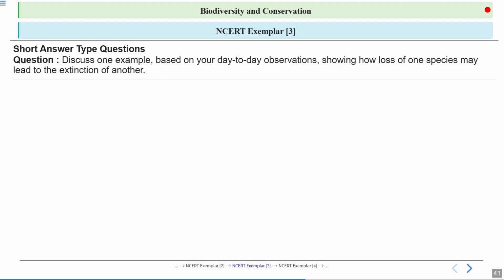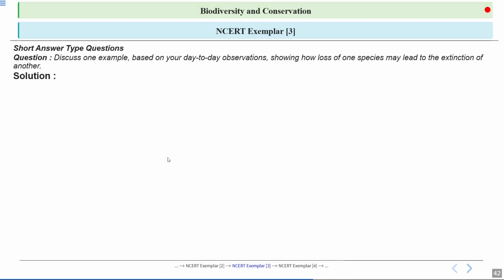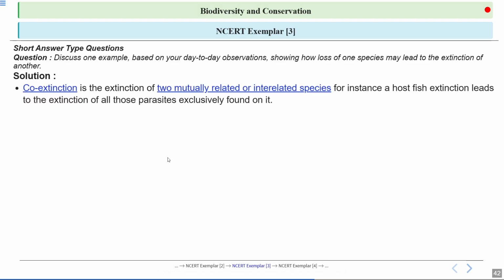The next question: discuss one example based on your day to day observation showing how loss of one species may lead to extinction of another. Let's have a look at the answer. Co-extinction is when two related species go extinct together because they depend on each other for survival. For example, if a fish species disappears, all the parasites that live only on that fish may also disappear. Similarly, if a plant species that relies on a specific pollinator like a bee goes extinct, the pollinator might also vanish because it has no other food source.